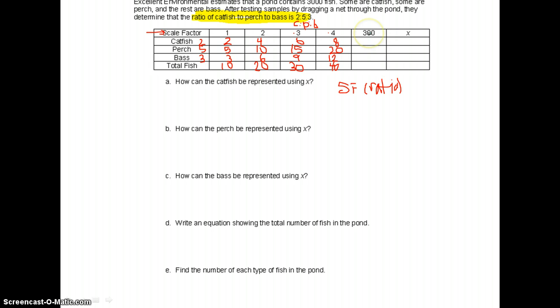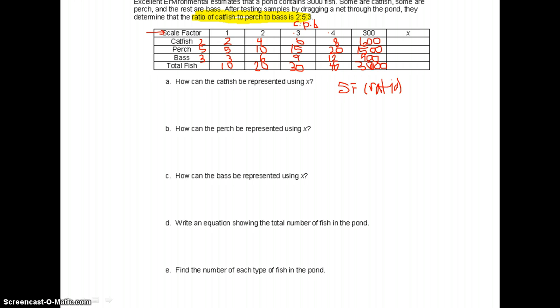And the last one, we have 300 times 2, which is 600. Then we have 300 times 5, which is 1,500. And then we have 300 times 3, which is 900. And that is going to give us a total of 3,000 fish. Sorry, my handwriting on here is not so good.